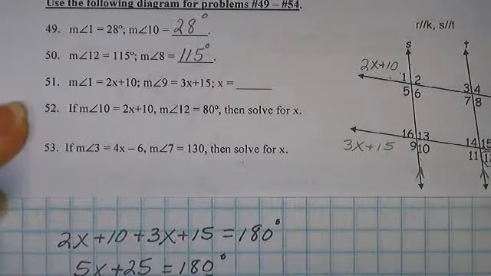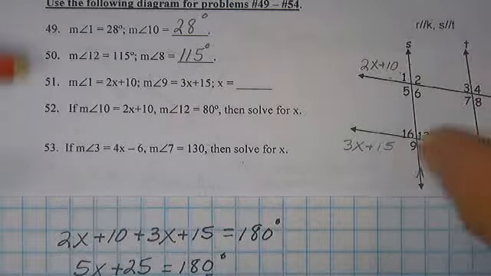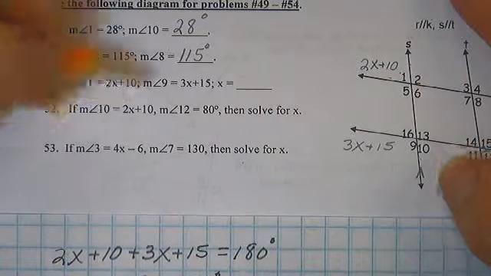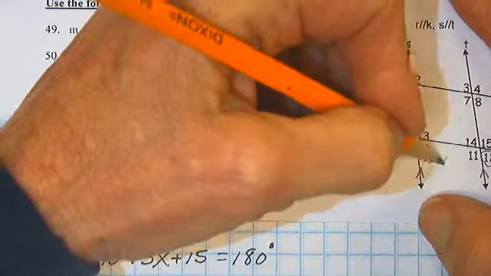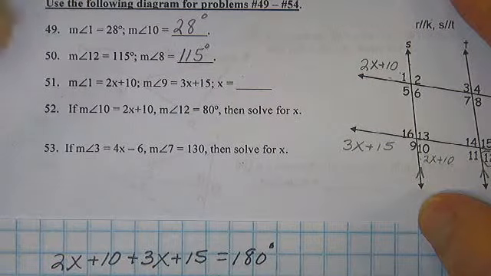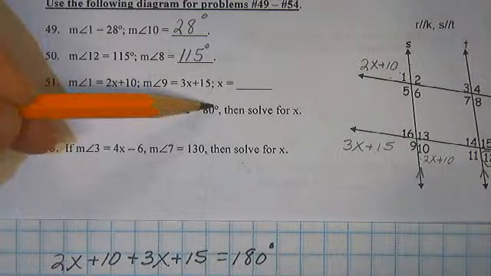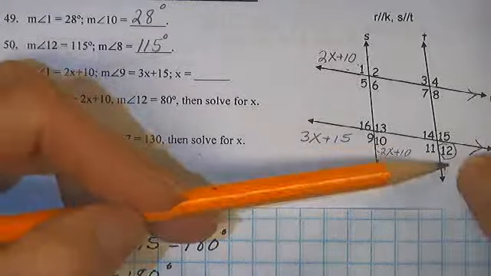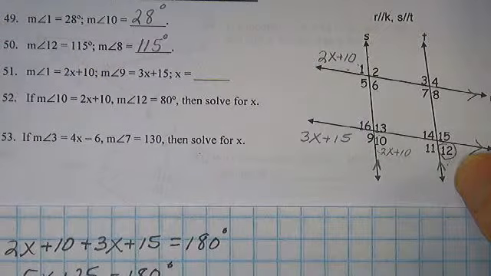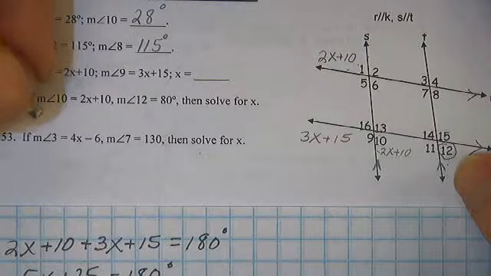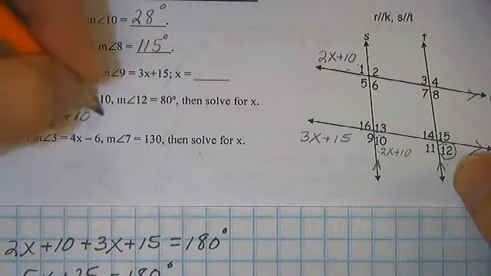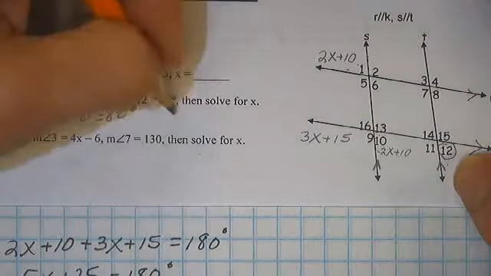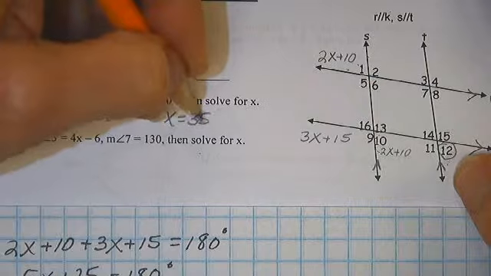52. If the measure of angle 10 is 2x plus 10, which of course it would be, and the measure of angle 12 is 80 degrees, solve for x. 10 and 12 are corresponding angles. 2x plus 10 equals 80 degrees. 2x equals 70 degrees. x equals 35 degrees.